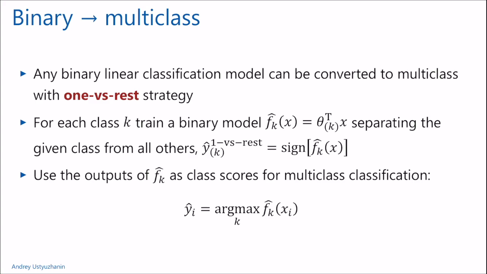From binary classification, you can intuitively get to multiple class classification problems. It is called the one versus the rest strategy. For each class K, we train a binary model that separates the given class from all others, using the same approach. The outputs of those functions serve as class scores for multiple class classification and will be used for the optimization problem.